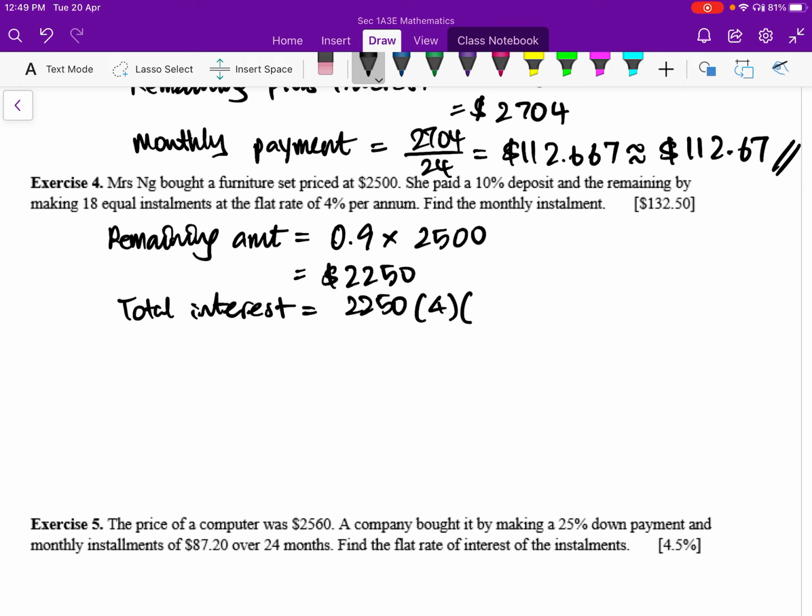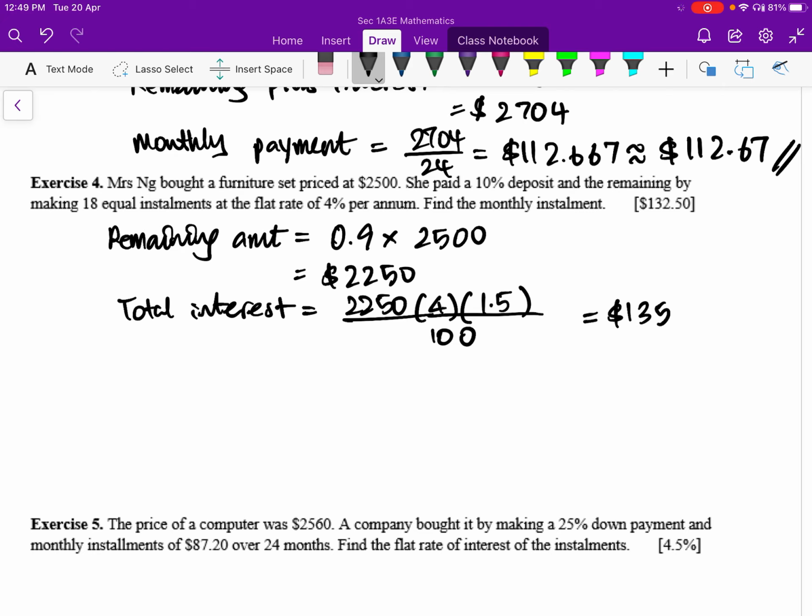They didn't state that it is, oh okay, at the end they state months. Okay, so we are paying for 18 months. So how many years is that? 1.5. So we put 1.5 for the time. And all these we still need to divide by 100. Okay, let's see what the interest is. Okay, $135.